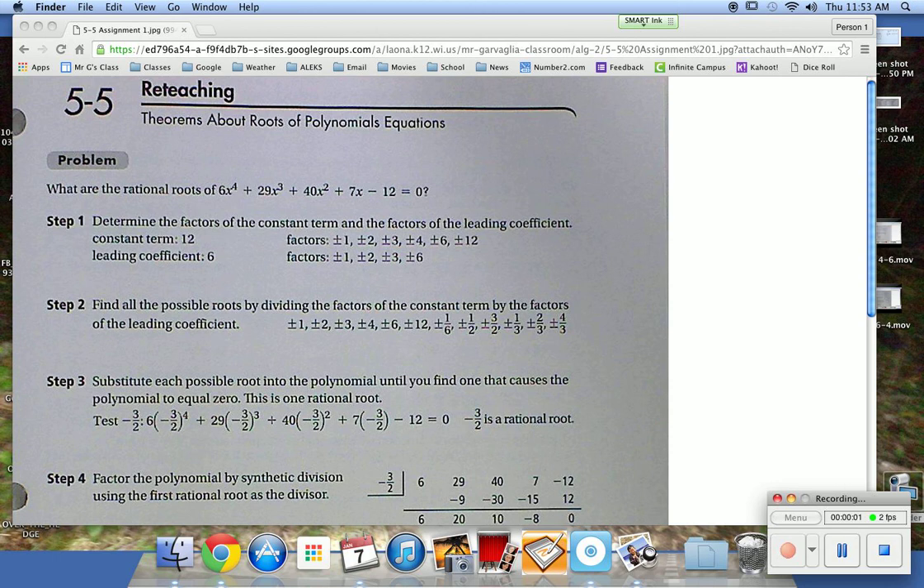Chapter 5, Section 5. Now what they use for an example on this is probably the most difficult of what you're going to see.